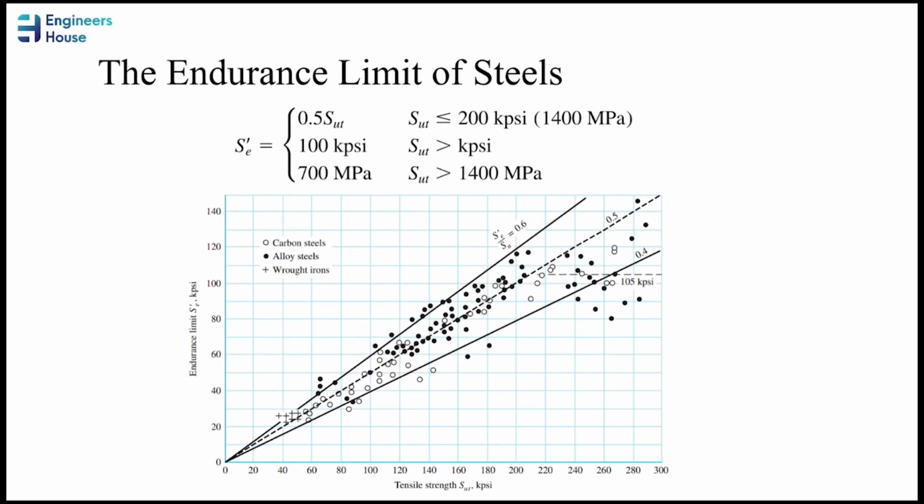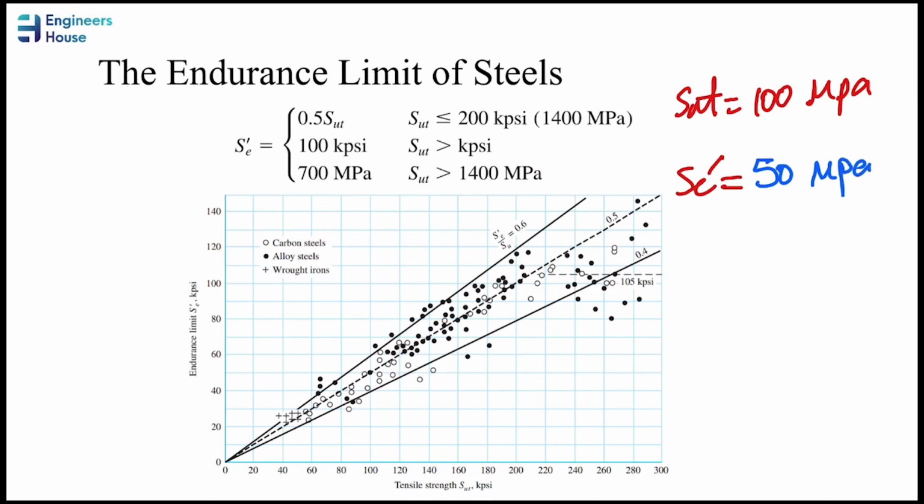As I just mentioned, it is quite important to know these relations. If your ultimate strength is below this value, you'll have to use this relation for your endurance limits. But what does it mean? If in a problem you have SUT equal to 100 megapascals, it means that you are below this range. So your SE prime will be equal to half of this value, and that is 50 megapascals. Cool. So what if you're not in this range? Well, simply you'll use these relations.